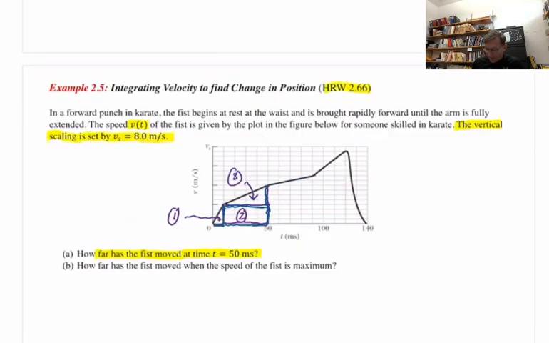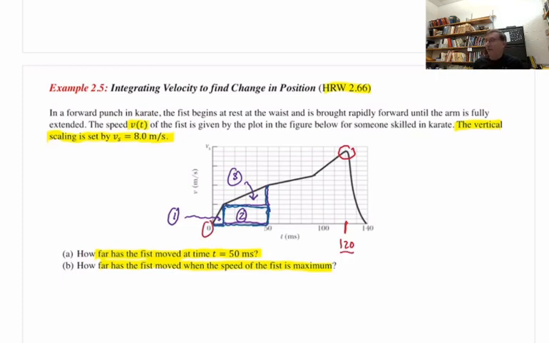How far has the fist moved when the speed of the fist is a maximum? Maximum, of course, means biggest. So we've got to be able to look at the graph and see when the maximum occurs. First of all, the maximum clearly is right up here. When time is that? I think it's right there on the time axis. That turns out to be, if you read your time axis carefully, 120 milliseconds. Okay? So I need to find delta x between t equals 0 and t equals 120 milliseconds.